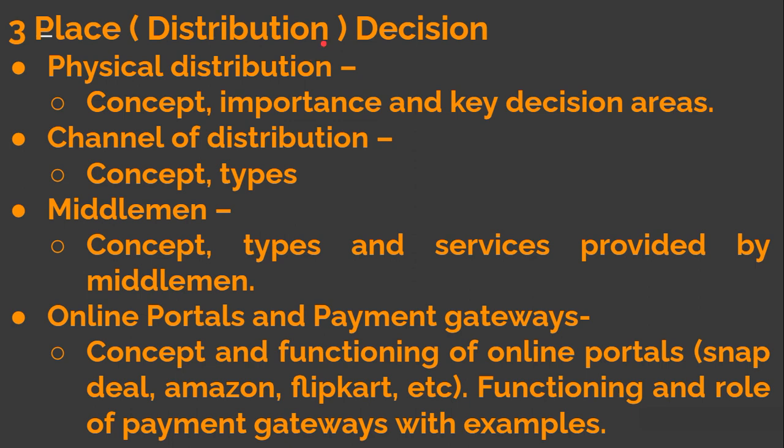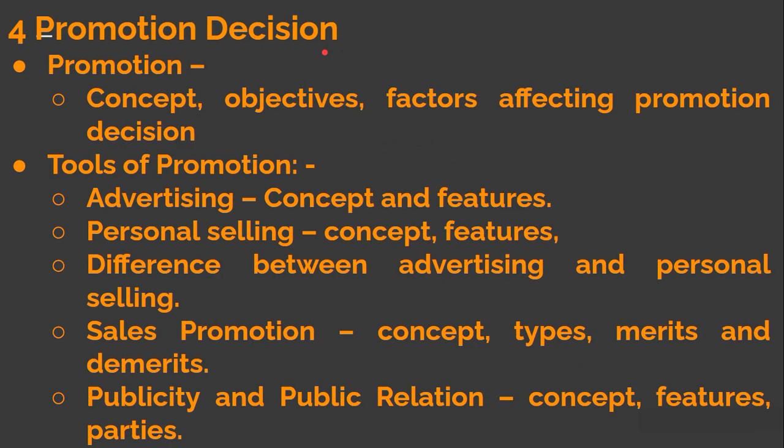Now in the next one, students, the 4th, promotion decision. This is the last unit, the 4th P of marketing. How the company promotes the products, what is the concept of promotion, what are the objectives of the promotion, and what are the factors that will affect the promotion decision of the organization.